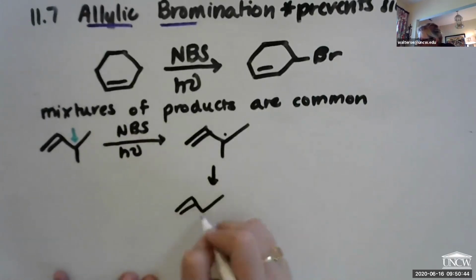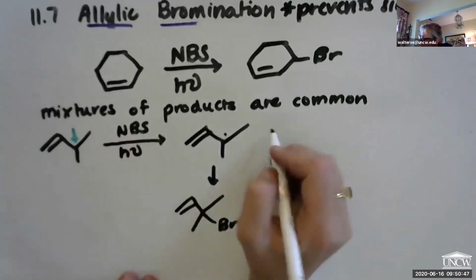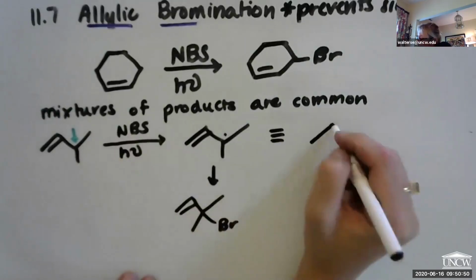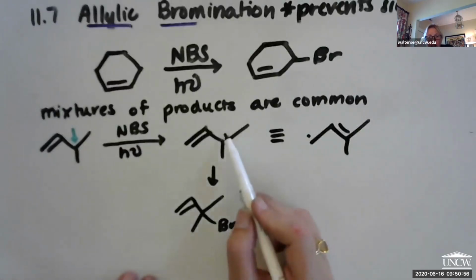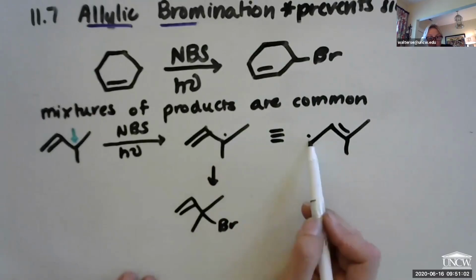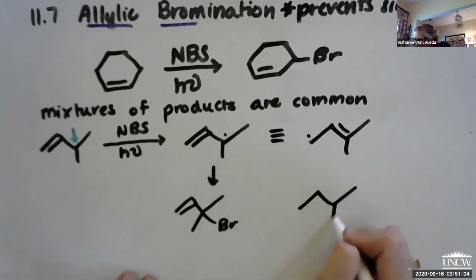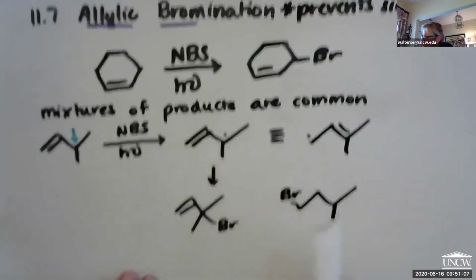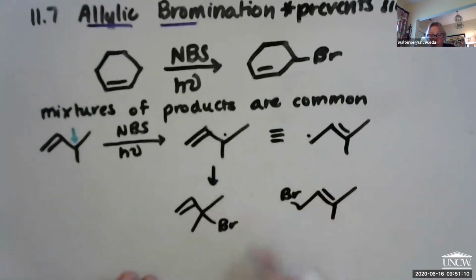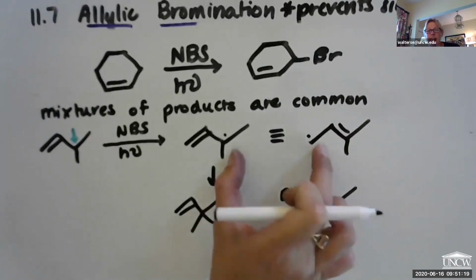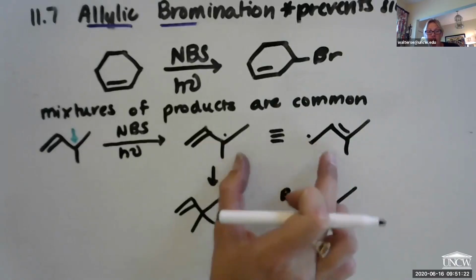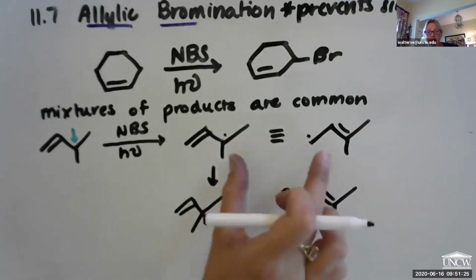This can then be brominated in that position. But this allylic radical is also resonance stabilized. So the radical reactivity sites are this tertiary carbon, but also the primary carbon. Oops, gotta have my pi line. You're going to end up with a mixture of products, and it's unavoidable due to resonance stability. So once you make that initial radical, if the compound is asymmetric, then you're going to get a mixture of products because of the resonance stability.